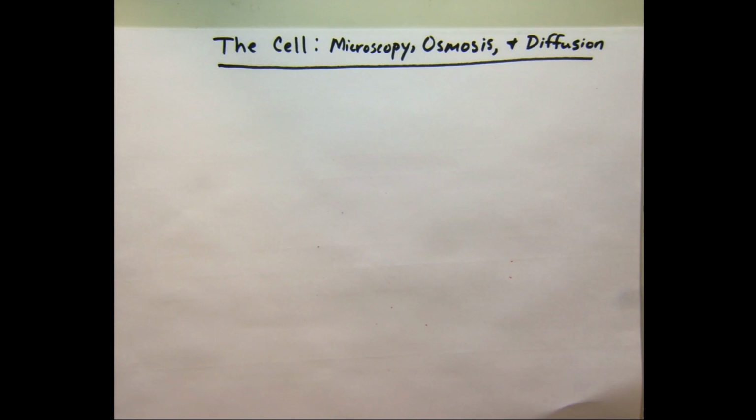This is Joseph Kazari, instructor at Mississippi College, and this is the mini lecture for Lab 4, the cell, microscopy, osmosis, and diffusion.